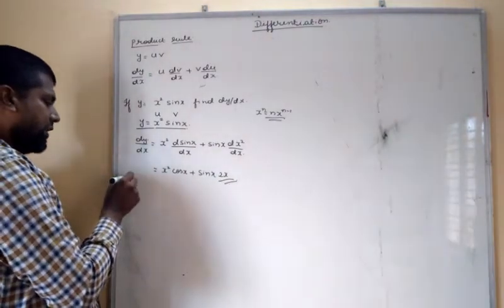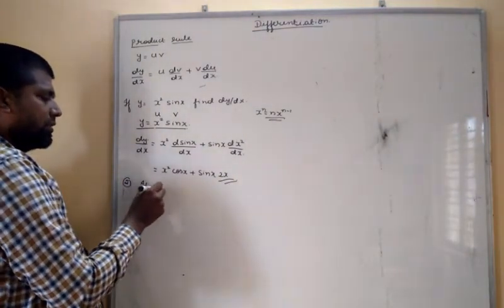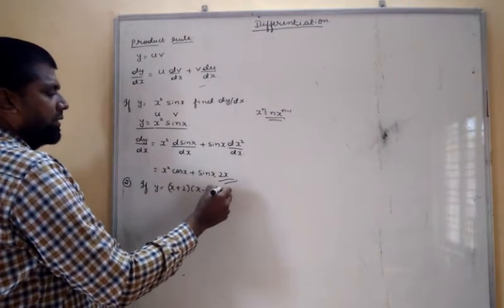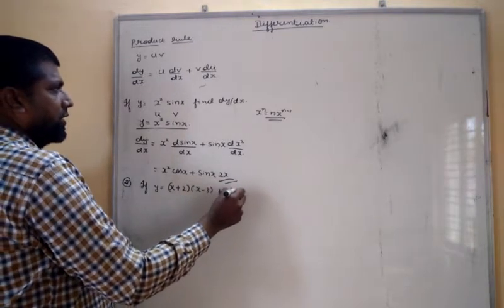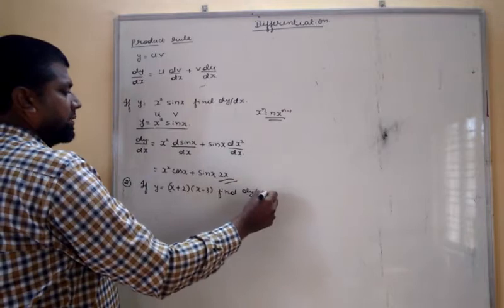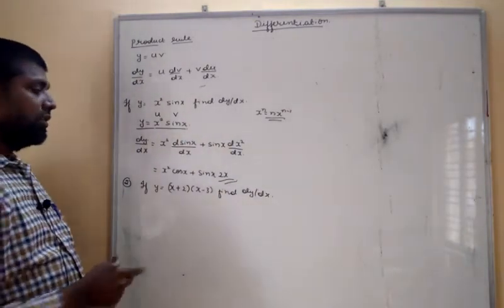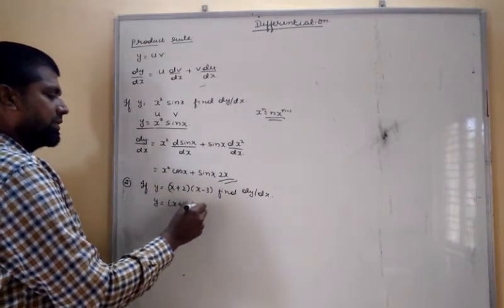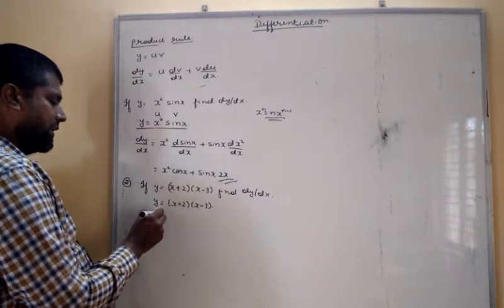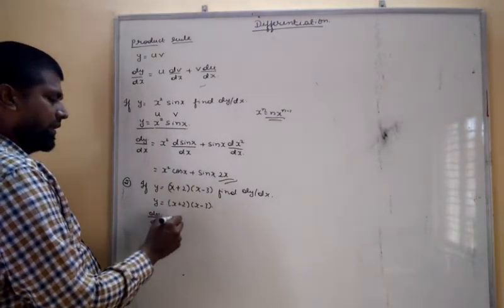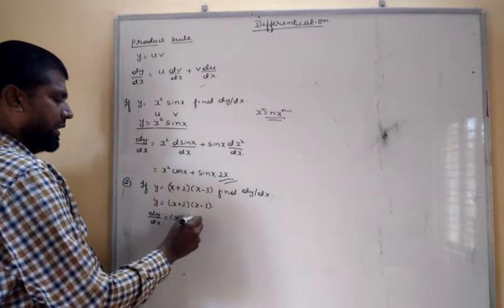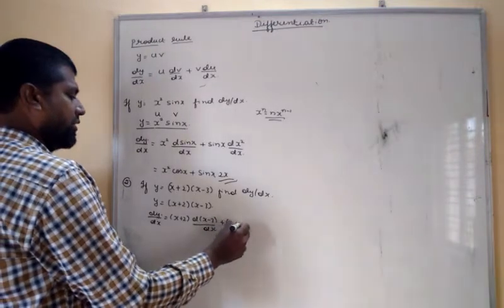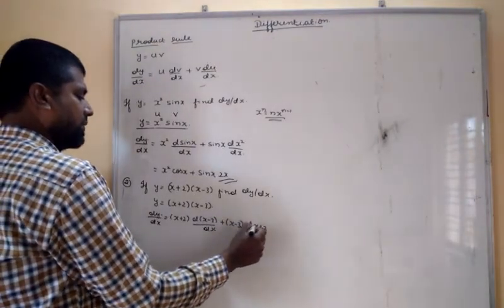Now let us take the second problem. If y is equal to x plus 2 into x minus 3. In the previous class, in what method did we solve this problem? Sum and difference rule, by multiplying the factors. Now we can solve this problem using the product rule. So y is equal to x plus 2 into x minus 3. Let us take the first function as x plus 2, the second function as x minus 3, then plus the second function as it is, and the first function x plus 2.